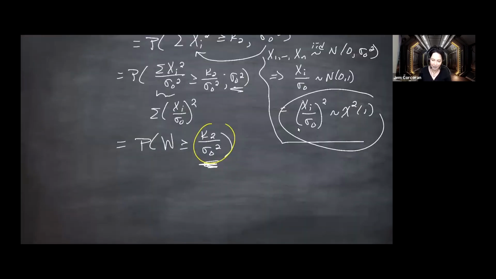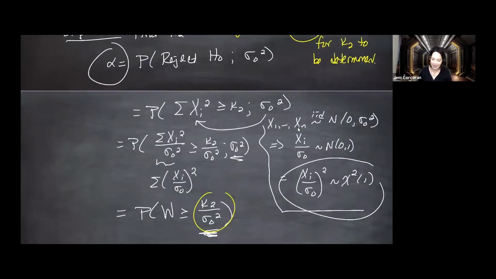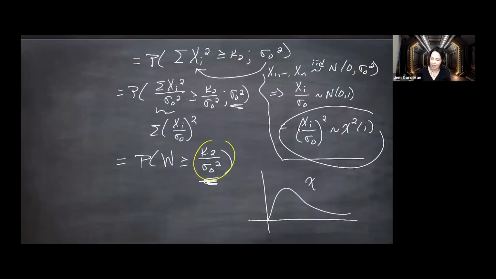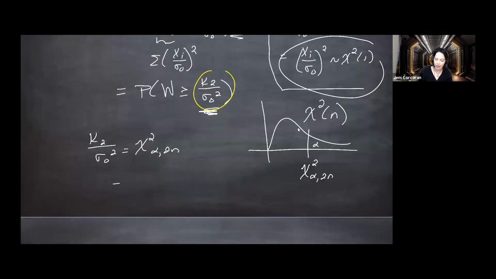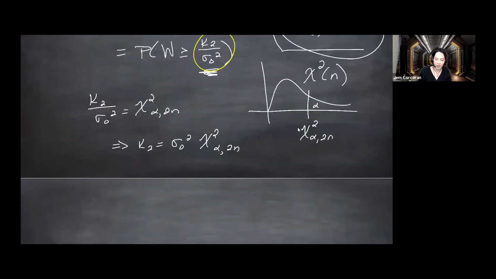Let's finish this off. This whole thing was alpha. And so I've got a chi-squared n curve, and I want to be above something with probability alpha. So we've been calling that chi-squared sub alpha comma 2n, or something completely different. So the K2 over sigma naught squared is the chi-squared alpha 2n. And so that gives us the K2, and that gives us the test, the best test in all the land.